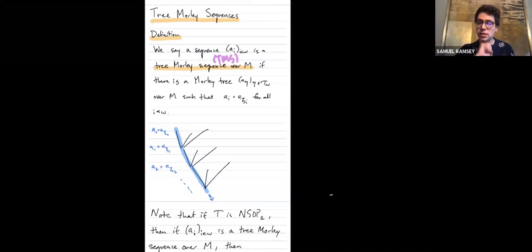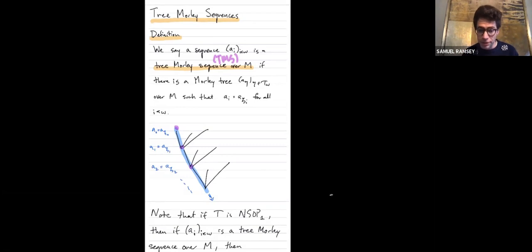So the slogan is that tree Morley sequences are just paths in Morley trees. And what is a Morley tree? A Morley tree is an S-indiscernible and spread out tree, which has this additional indiscernibility condition that tells you that you can move vertically in the tree, so that the paths are guaranteed to be indiscernible sequences. Okay, so that's the idea. And here I have a picture of the all zeros path in a Morley tree, and I'm saying that A_0 corresponds to A_zeta_0, which sits at the top here, and then A_1 corresponds to A_zeta_1, which sits just below it, and A_2 corresponds to A_zeta_2, which sits just below it. And as I travel down this tree, I'm traveling up my indiscernible sequence.